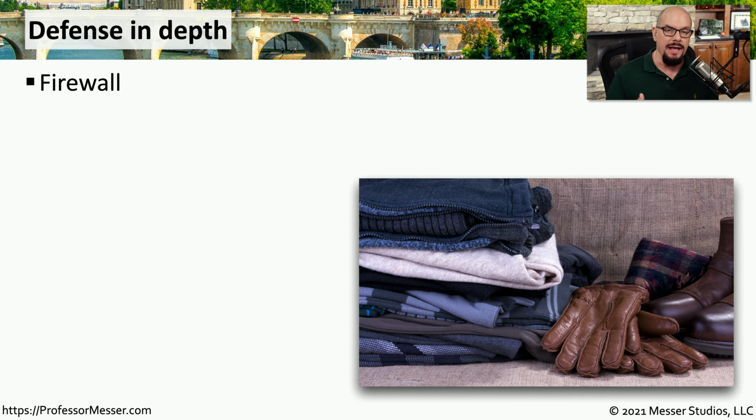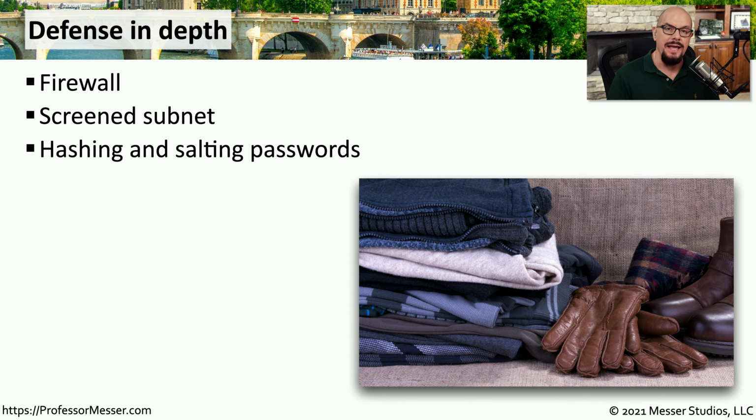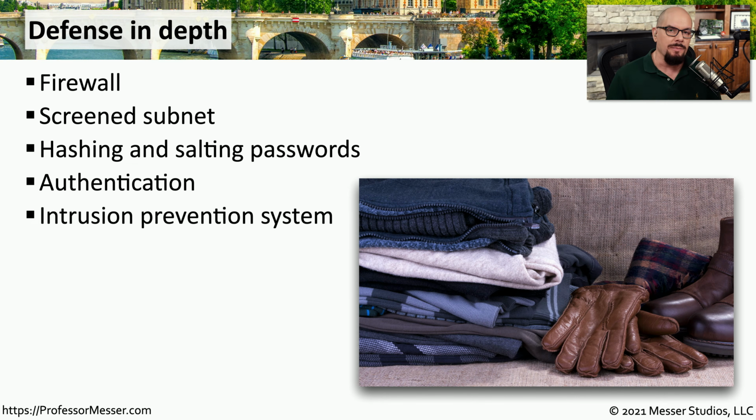For example, you might have a firewall to allow or disallow traffic across the network. You might implement a screened subnet, or what we used to call a DMZ, to allow access from the outside. You could be using hashing and salting to protect passwords that you're storing on your systems. There might be a formal authentication process or a series of authentication processes that would involve many different authentication factors. To be able to block known vulnerabilities and known types of attacks on the network, you might want to implement an intrusion prevention system, or IPS.